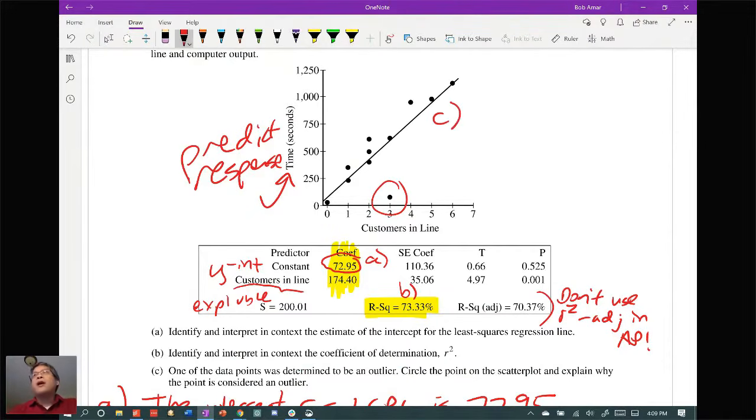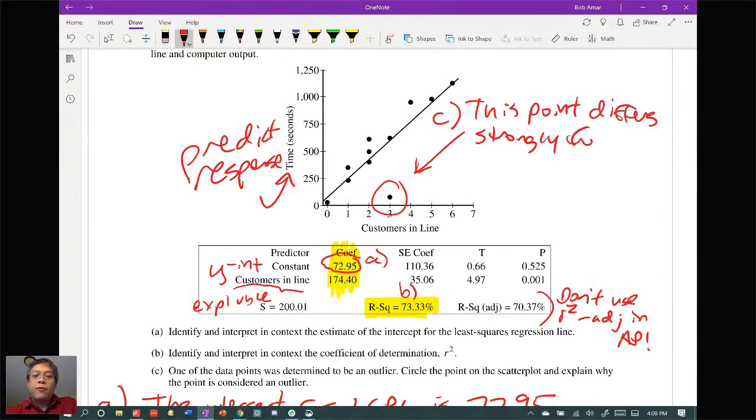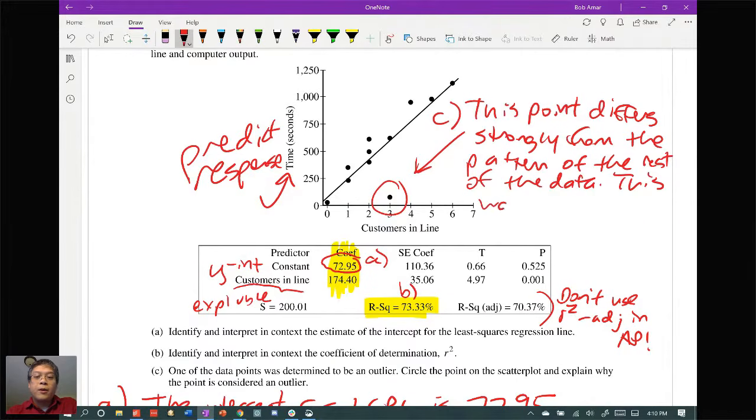And then for part C, I might explain that this point differs from the pattern, differs significantly or strongly from the pattern of the rest of the data. This was an unusually low checkout time for this many customers in line.